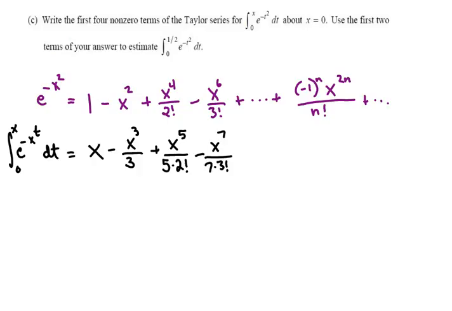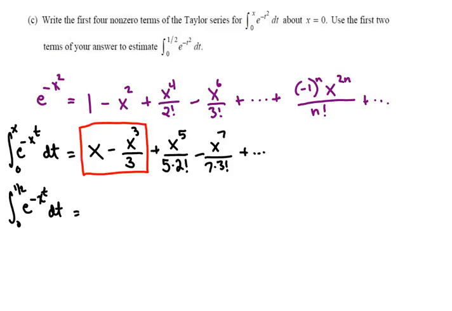Now we can't say that this integral actually equals that, but we can say that it is estimated by that, or we can do a plus dot dot dot, and that would tell us that that pattern continues on. Now we want to use the first 2 terms of that answer to estimate the integral from 0 to 1/2 of e to the negative t squared dt. And the first 2 terms are just x minus x cubed over 3.